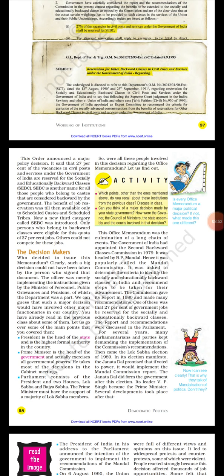So the order is all about this. According to that order, 27% of the job vacancies or job opportunities will be given to the socially and educationally backward classes. Though in India there is a reservation for scheduled castes and scheduled tribes, scheduled caste is the first category, scheduled tribe the second. Now the third category is opening up, and that is called SEBC, socially and educationally backward classes.